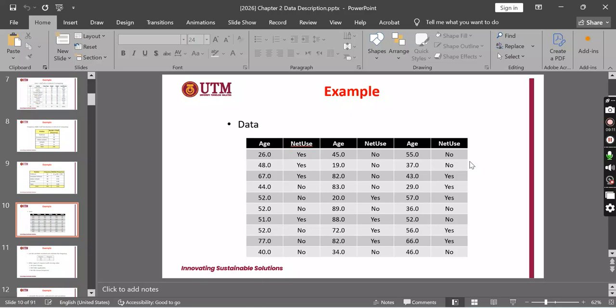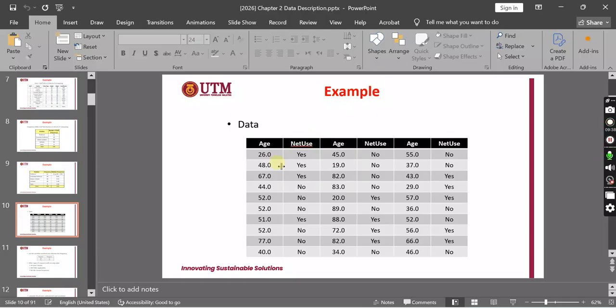Okay, we have another data set here. It's bivariate. Why is it bivariate? Because we have only two variables. The first variable is age, the second is net use. So it's the same, but to present the whole data, we split them into 6 columns. Actually, it's only 2 columns, age and net use.